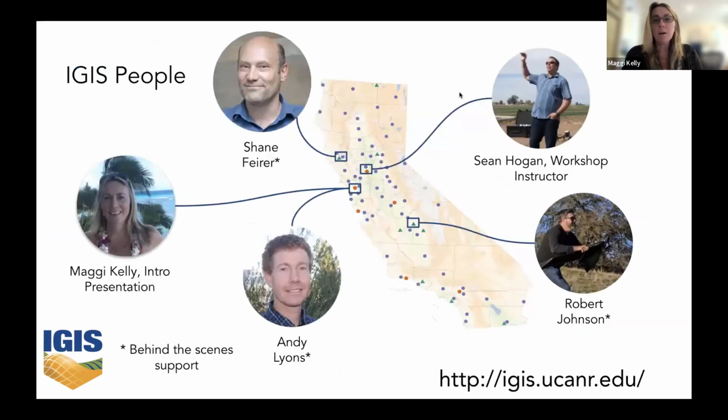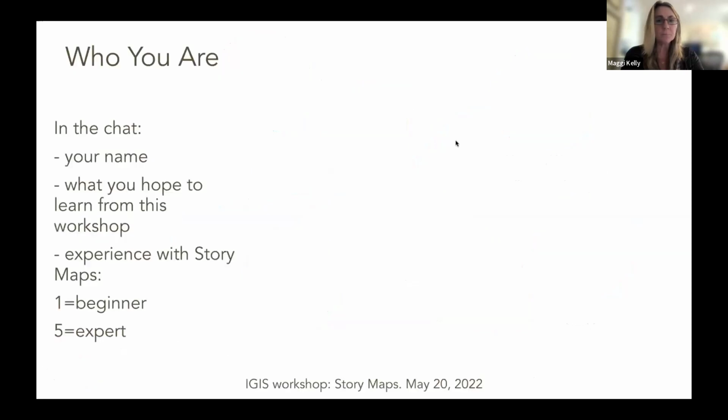And who are we? These people. Myself, I'm the director of the program, and I'm going to give you your intro presentation today. You're also going to meet Sean Hogan. He's the workshop instructor today. He's also a PhD in remote sensing, all things drone. He's a terrific resource for you, and he's also one of our story maps experts. And behind the scenes, you are going to have Shane Fire, Andy Lyons, and Robert Johnson. They are all going to be able to help you out. If you have any trouble, you can put it in chat, and one of us will get to you and try to sort out what's going on. So that's who we are.